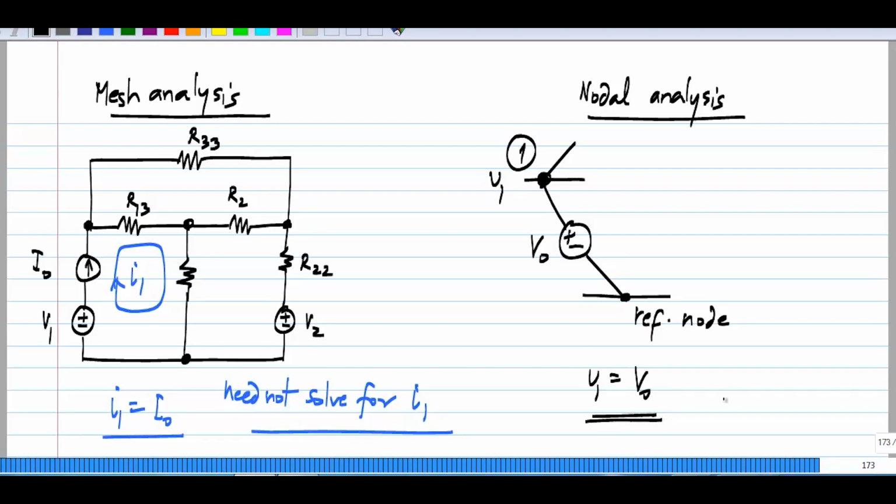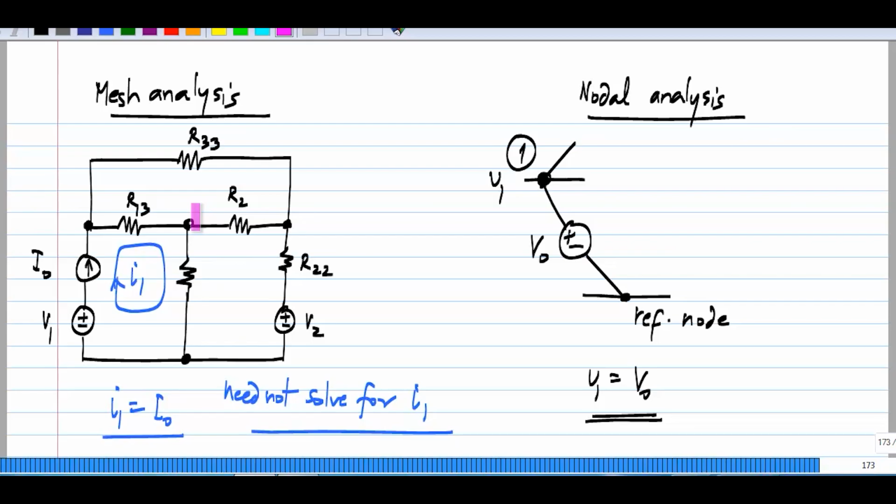Okay, so similarly, the situation of having a current source on the periphery of the circuit is analogous to this, where you don't even have to solve for this one variable. Okay, so the mesh analysis for planar circuits is analogous to nodal analysis in a lot of ways. The easiest case for nodal analysis is to have only resistors and independent current sources. The easiest case for mesh analysis is to have only resistors and independent voltage sources.